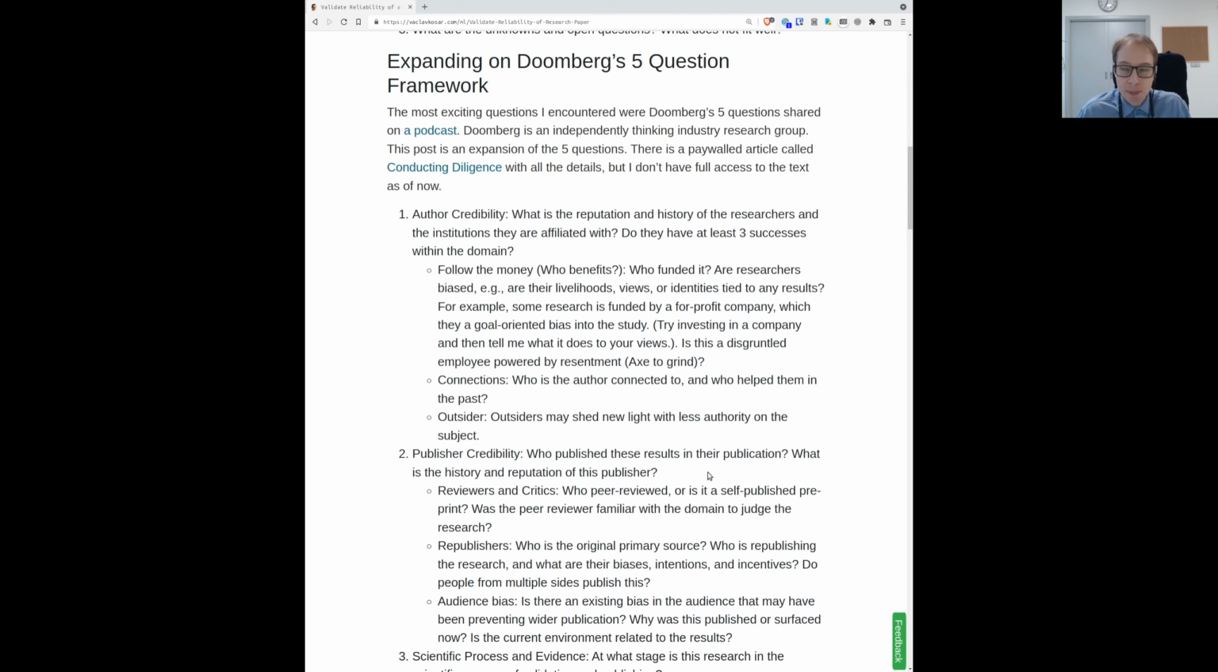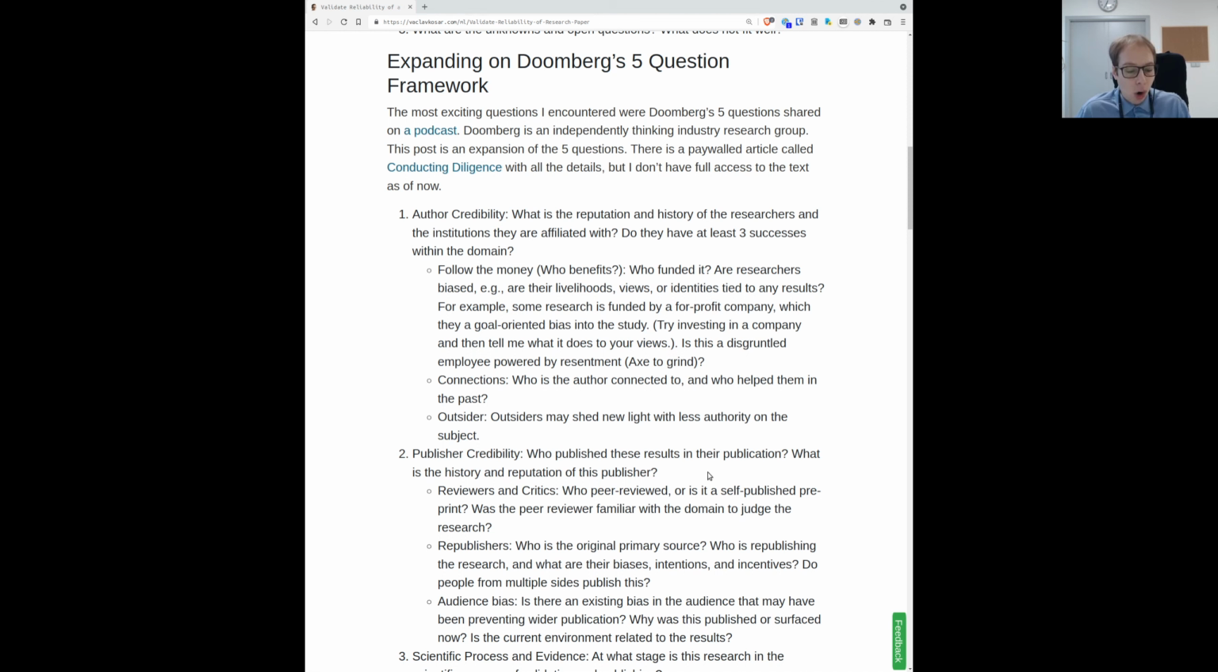Then you have republishers. There are many social media where things get republished. And here we can ask, okay, if this was republished here, where else was it republished? What is the primary source? And who is republishing the research? Who is not republishing the research? Are multiple sites publishing this?